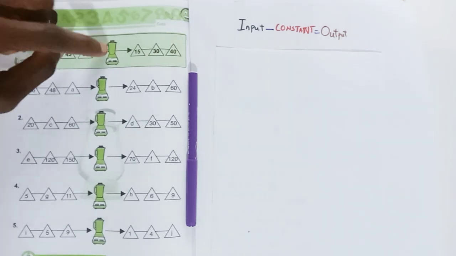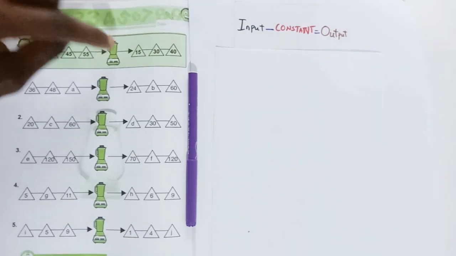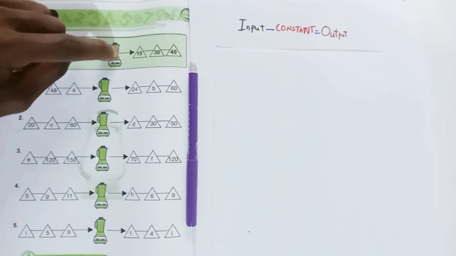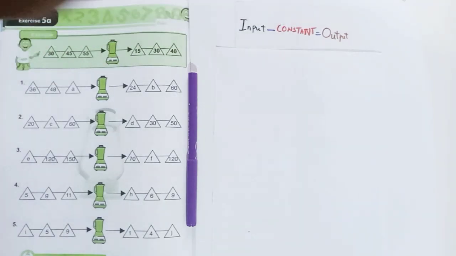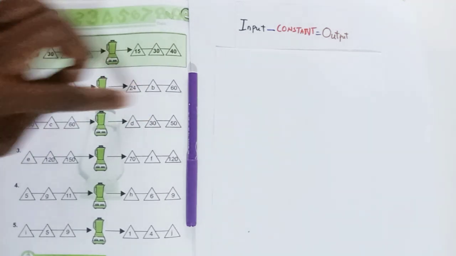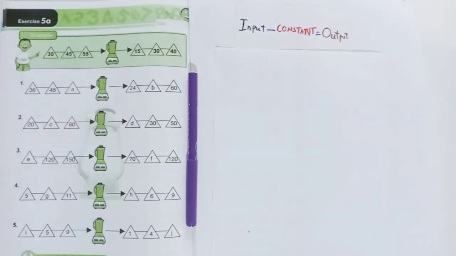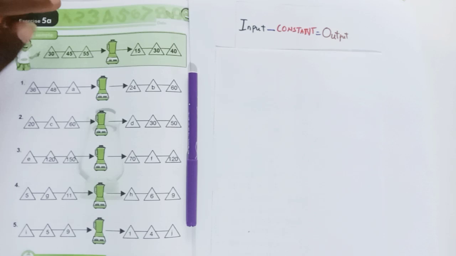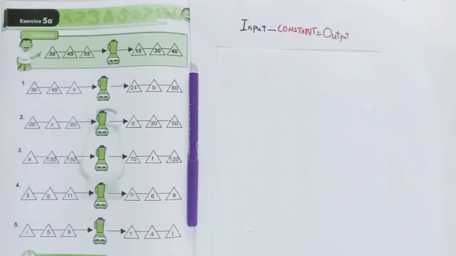We've got a blender. In that blender, there is something which is called a constant. So that's why I put a constant there. That constant for each one will be separate. It will be separate for number 1, for number 2, for number 3, 4, 5. It's also separate for the example. Now, how do we get that constant?